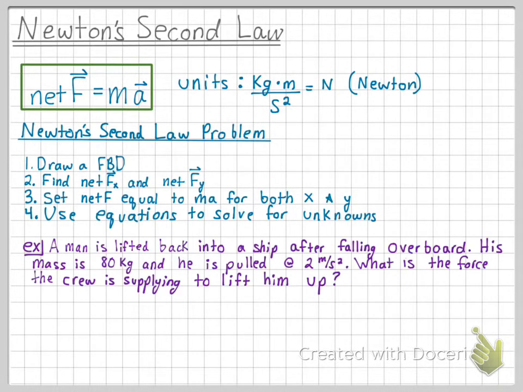So let's do an example. A man is lifted back into a ship after falling overboard. His mass is 80 kilograms and he is pulled up at 2 meters per second squared. What is the force the crew is applying to lift him up?